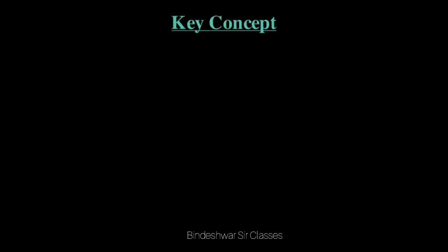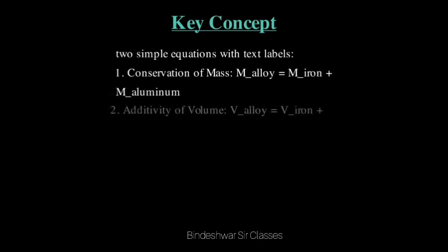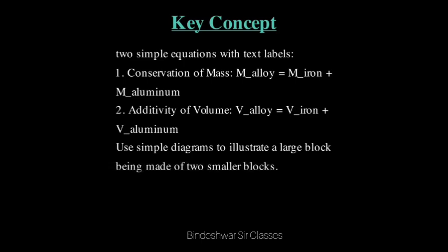The key concept here is that an alloy is a simple mixture. This means two basic principles apply. First, the total mass of the alloy is simply the sum of the masses of its parts. So, the mass of the iron plus the mass of the aluminum equals the total mass of the alloy. Second, we assume that the volumes are also additive. The volume of the iron plus the volume of the aluminum will equal the total volume of the alloy. Using these two simple conservation ideas, we can set up two separate equations to solve for our two unknowns, the mass and volume of each component.